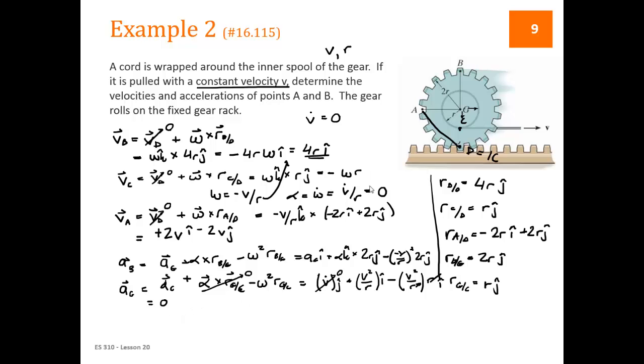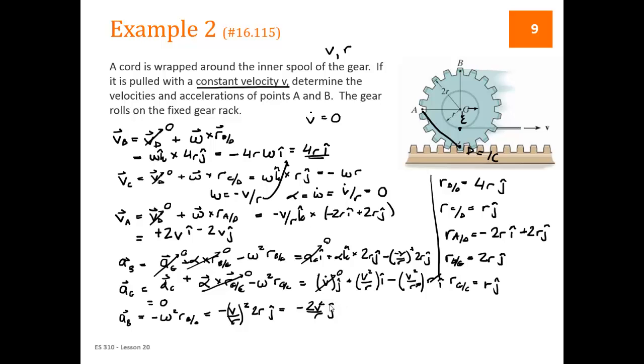So whenever alpha is equal to 0, the center of the circle is also not accelerating. So this gives us then this equation up here where AG is 0, alpha is 0, all we're left with is this one term. So AB is negative omega squared RBG. Plugging things in, we get negative V over R squared times 2R in the J direction, which gives us negative 2V squared over R in the J direction.